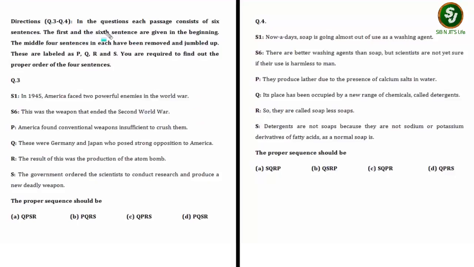So what is the question here? In the questions, each passage consists of 6 sentences. The first and the sixth sentence are given in the beginning. The middle 4 sentences in each have been removed and jumbled up. These are labeled as P, Q, R and S. You are required to find out the proper order of the 4 sentences. Okay, so the first sentence has been marked as S1, and sentence 6 has been marked as S6, and the remaining 4 sentences are jumbled up. We have to arrange them in a proper sequence so that we form a meaningful paragraph. So let's try to solve these questions.